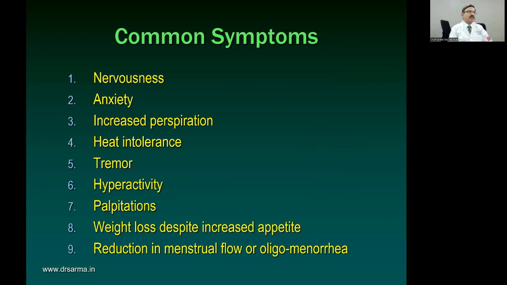Frommet's sign means to bring out a minor tremor, which is a fine tremor. You put a paper, switch off the AC and fan, and then put the paper. Otherwise, the fan will make it flutter. So one common mistake is the fan is on and the paper is fluttering. Okay. So heat intolerance, tremor, hyperactivity, tachycardia, palpitation, weight loss.